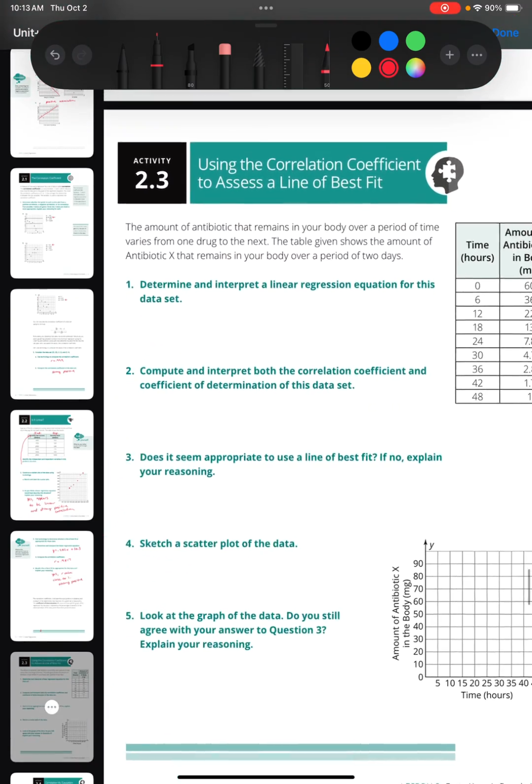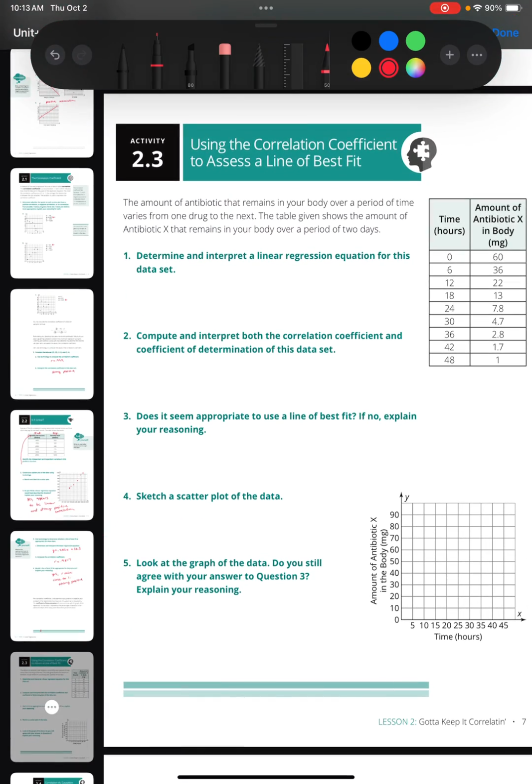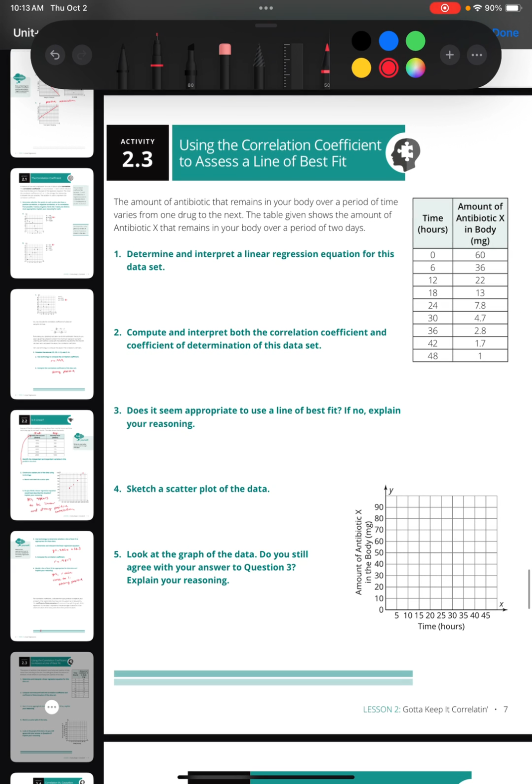So, using that, going to activity 2.3 now, it says the amount of antibiotic that remains in your body over a period of time varies from one drug to the next. This table shows the amount of antibiotic X that remains in your body over a period of 2 days. It says determine and interpret a linear regression equation for this data set. Again, we would put that in the calculator just like before, so I'm not going back to the calculator screen. I'm just going to list out what we get as a result. The equation we would get is y equals negative 1.1x plus 42.3.